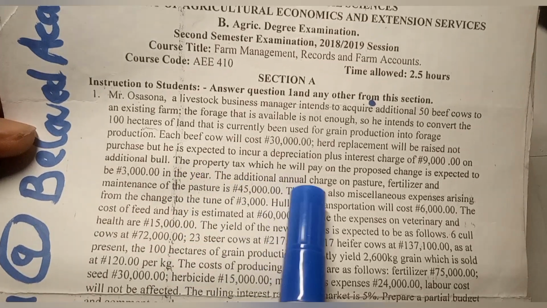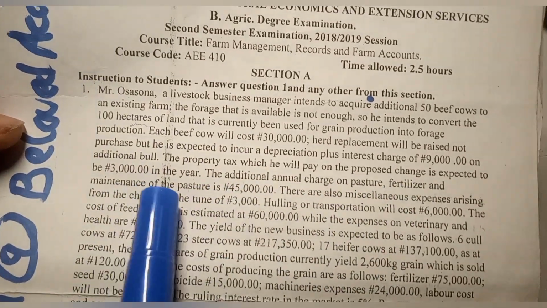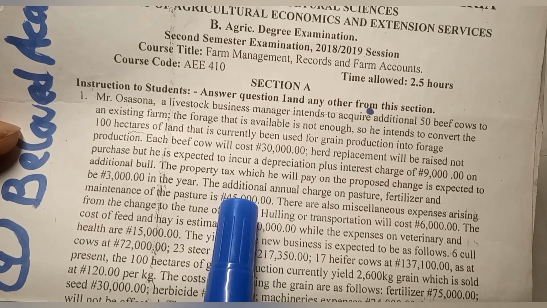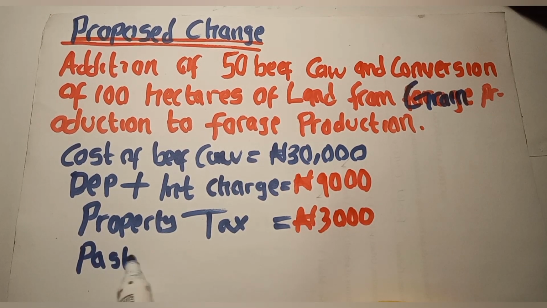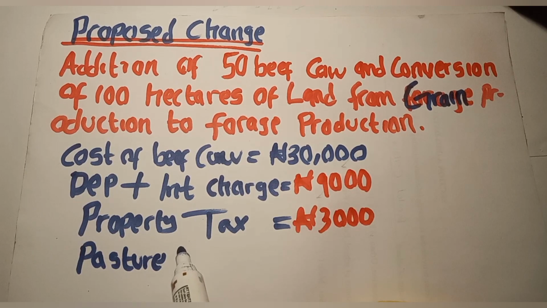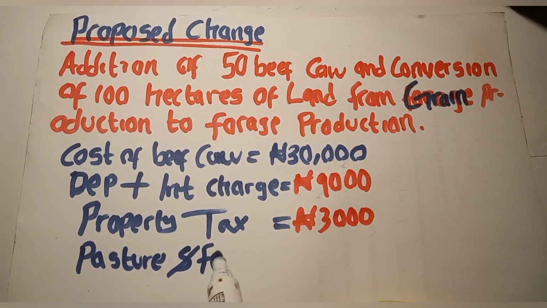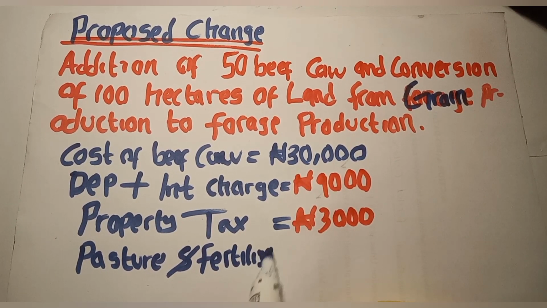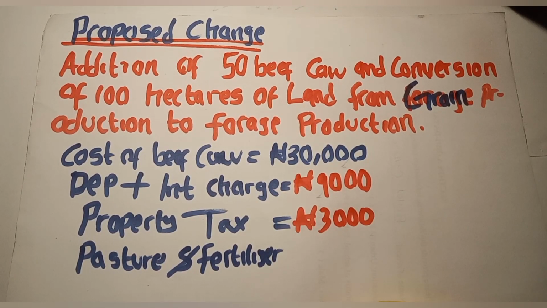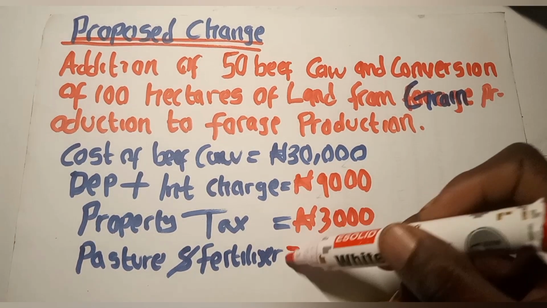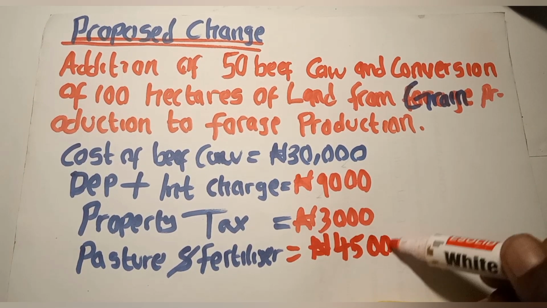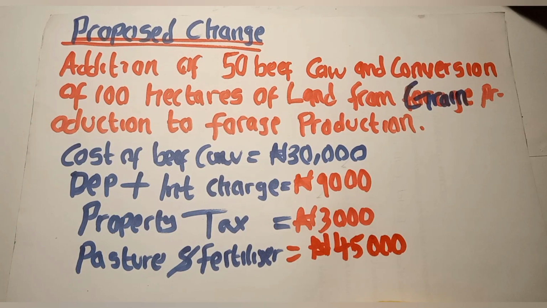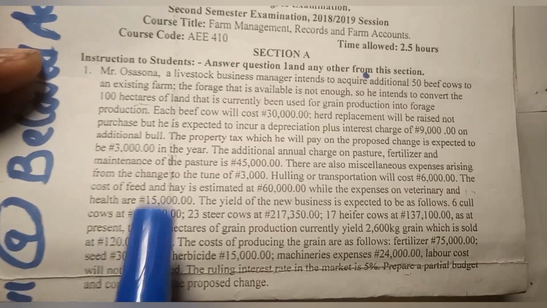And let's proceed. The additional annual charge on pasture, fertilizer, and maintenance of the pasture is 45,000 naira. So pasture and fertilizer, let me put it like that. Pasture and fertilizer. The pasture and fertilizer is 45,000 naira. So now let's proceed.